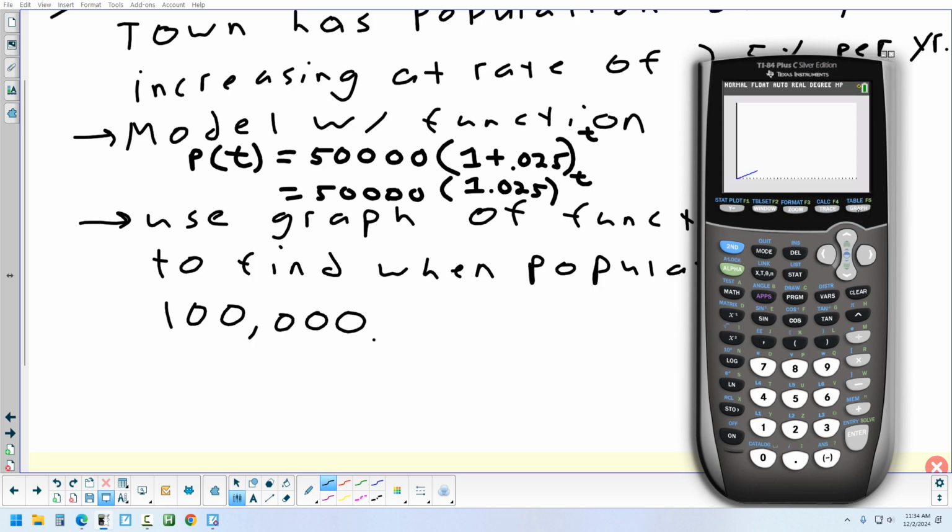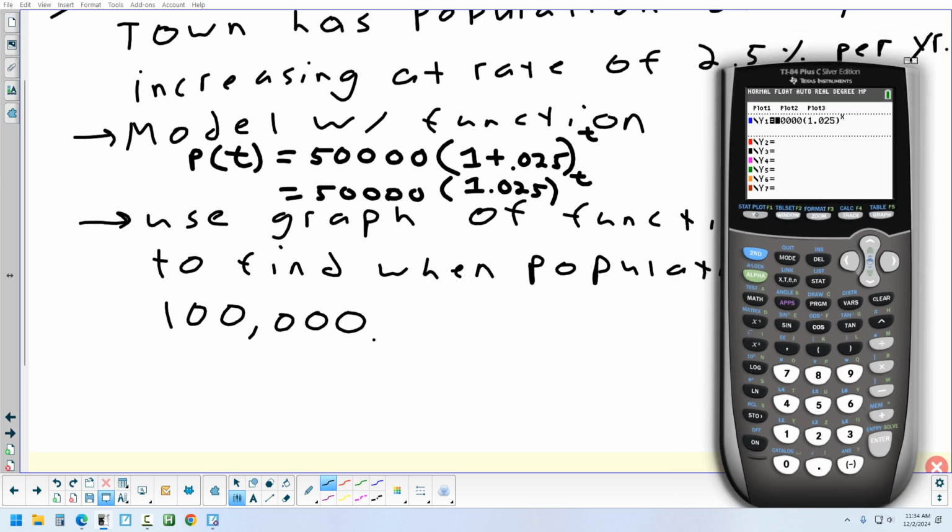So there's our population. Okay, it is exponential. Hopefully it doesn't look linear to you. It is curved. But it's a slow curve because it's not a big percent. It's only 2.5%. All right, and what else do you think I need to add to my y equals screen to answer the second part of this question? Yep. Y2 equals 100,000. Yeah, I need to put in 100,000.